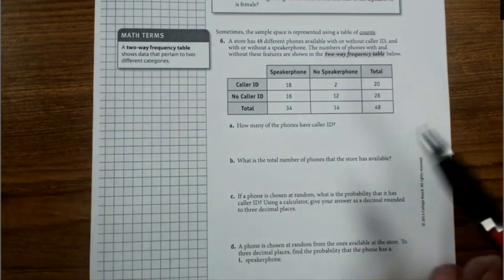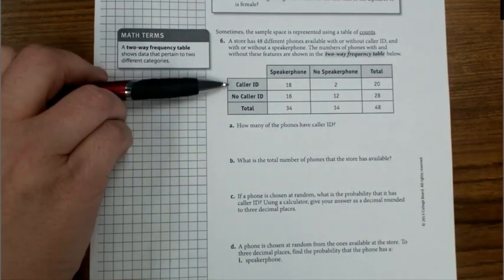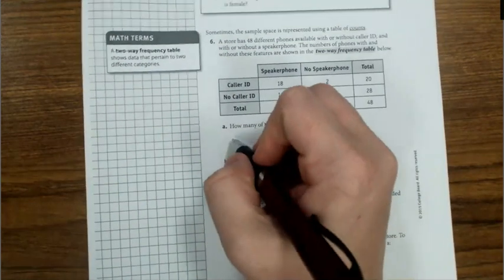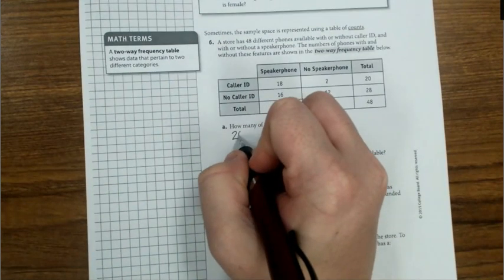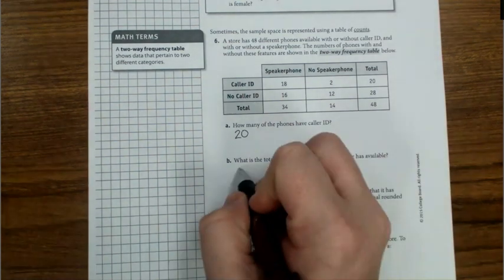Well, there are 48 phones, right? Caller ID would be the top line, and my total there is 20. So 20 phones have caller ID. What is the total number of phones that the store has available? 48.